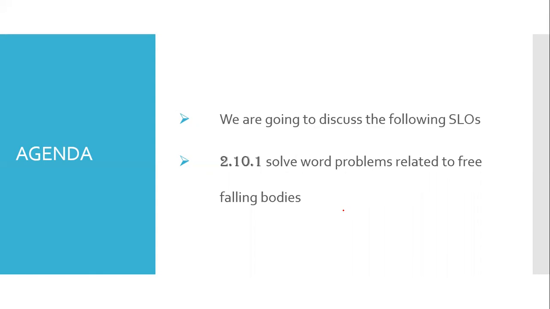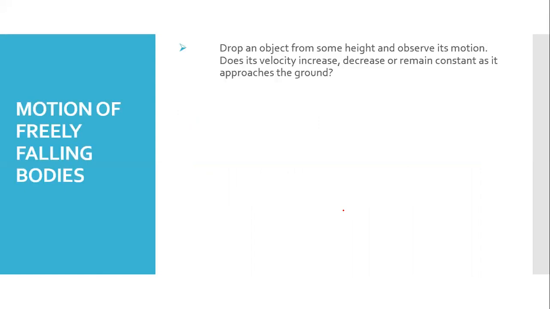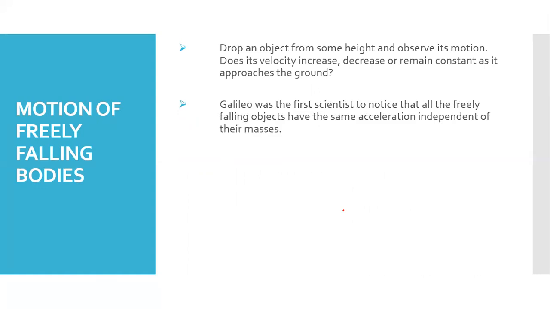Now first we will talk about free falling bodies, the motion of free falling bodies. In order to understand free falling bodies, drop an object from some height and observe its motion. Does its velocity increase, decrease, or remain constant as it approaches the ground? Galileo was the first scientist to notice that all the freely falling objects have the same acceleration independent of their masses.